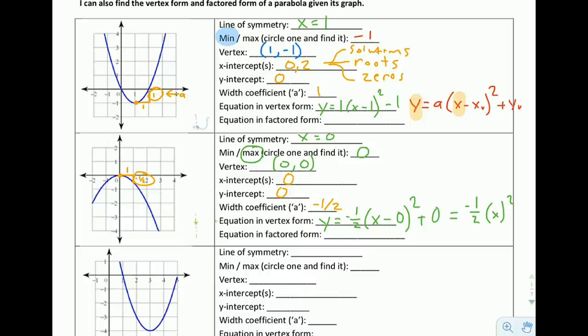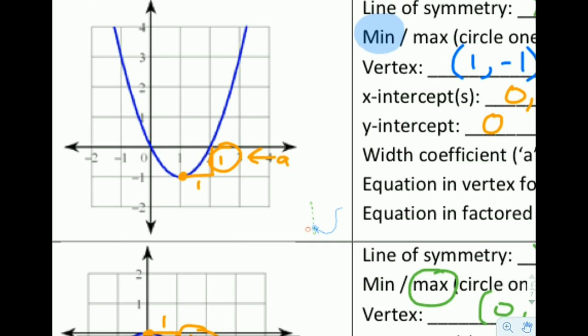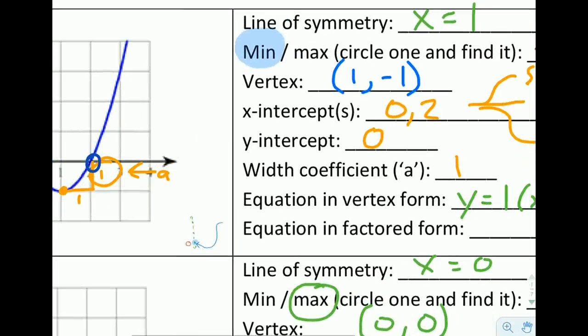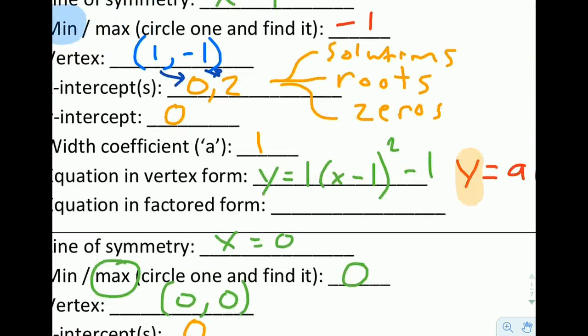The last concept we're going to take a look at right now is finding our equation in factored form. When we look at our graph, to write something in factored form, we're looking for the x-intercepts, or the zeros. And we actually found those earlier. We found that we had an x-intercept at 0 and at 2. So right here, at 0 and at 2. And to write our equation in factored form, we're going to use those values.